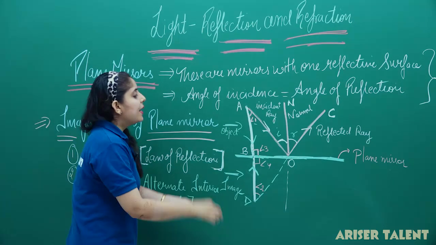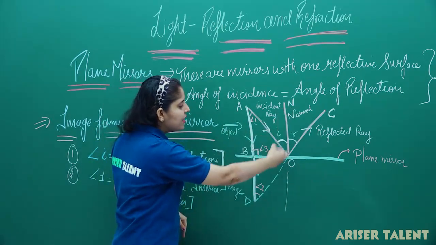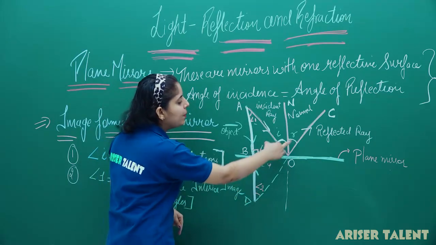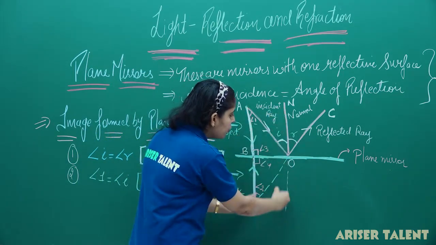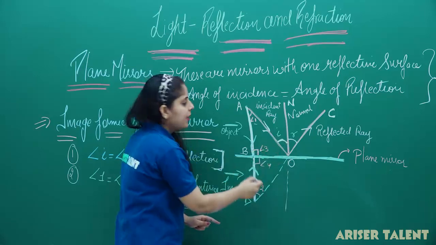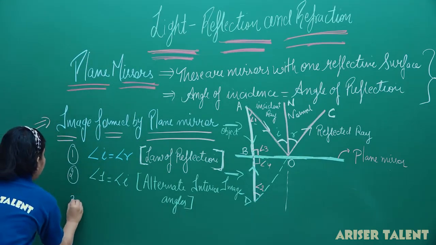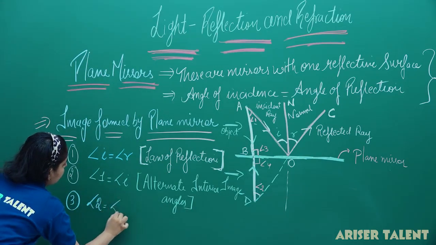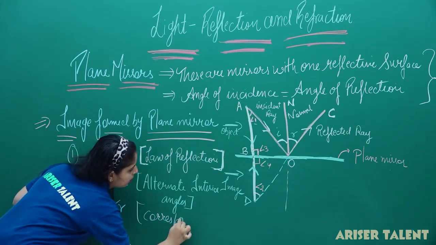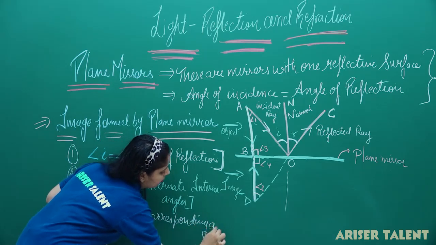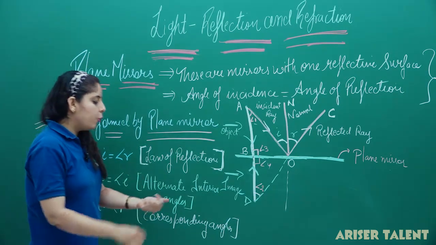Now again, if these two rays are parallel and this transversal is cutting them, you can see that angle 2 will be equal to angle R, and these are corresponding angles. These are two parallel lines and this is the transversal cutting them, so this angle must be equal to this angle. So I can write here that angle 2 is equal to angle R. And what is the reason behind that? These are our corresponding angles. So these are the three conclusions we can draw from this picture.